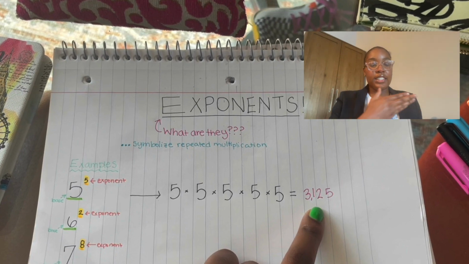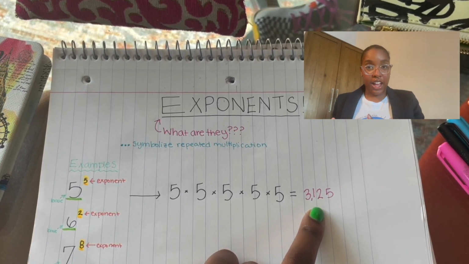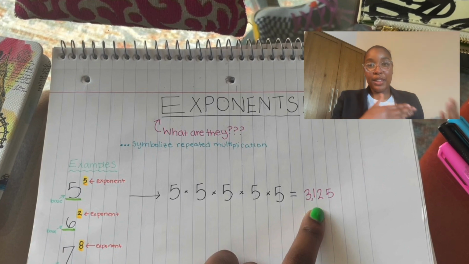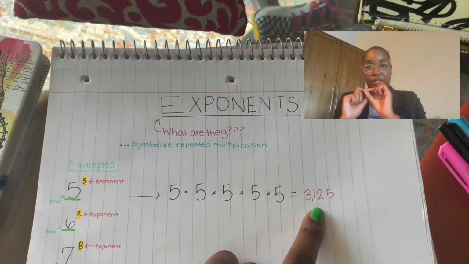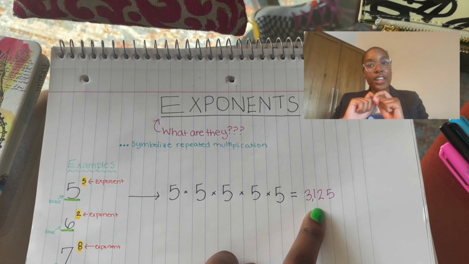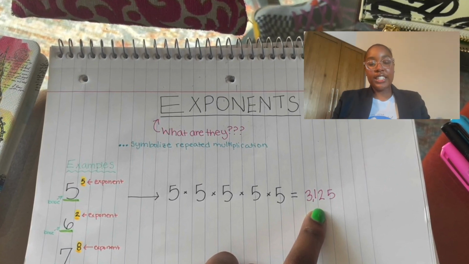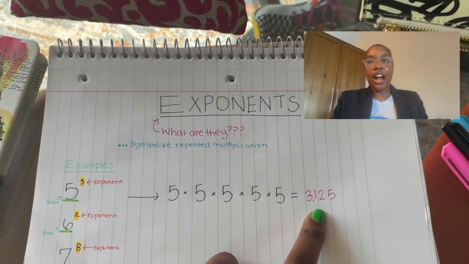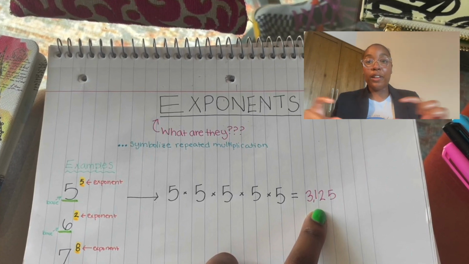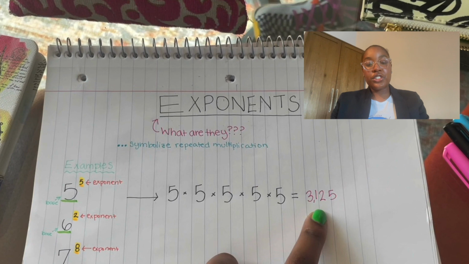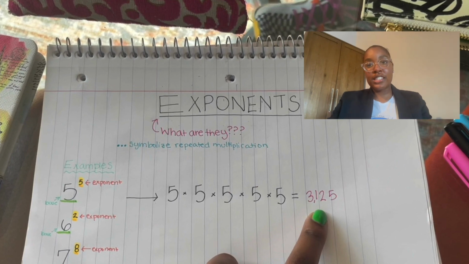The base is 5 and the exponent is 5. The base is the big 5 and the exponent is the small 5. So the exponent is always the small number right above the big number. So now we need to decide how we would solve this, how we would write it out if we were to solve this. And in order to do that, we want to refer back to this little definition.